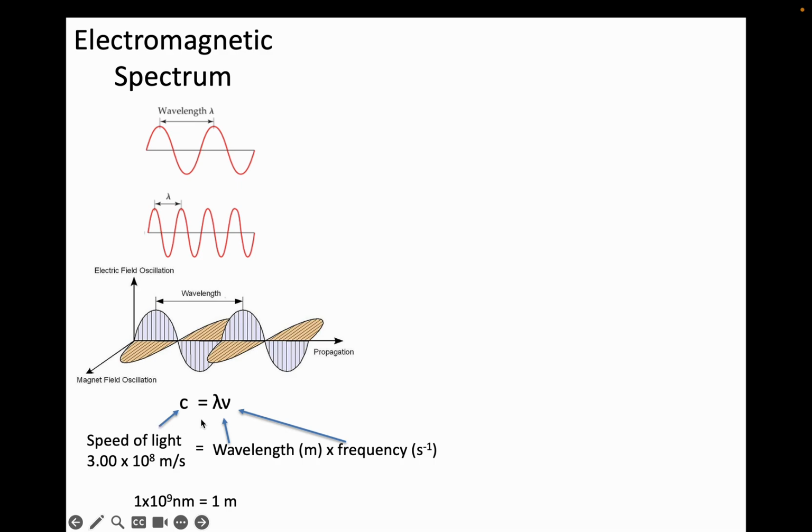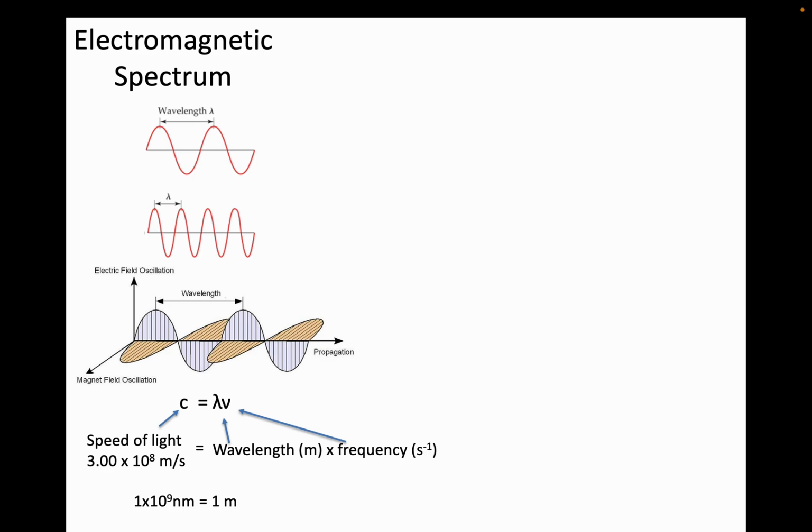Speed of light is a constant, and as we see, because these are a product, when one of these is larger, the other is smaller. If something has a long wavelength, it has a short frequency. If something has a very high frequency, it has a short wavelength.